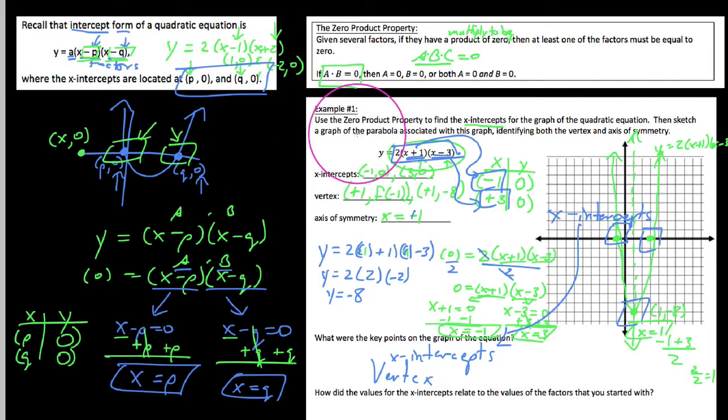So that's how we use the zero product property. That's what it is, and that's how it comes in handy in finding x-intercepts.